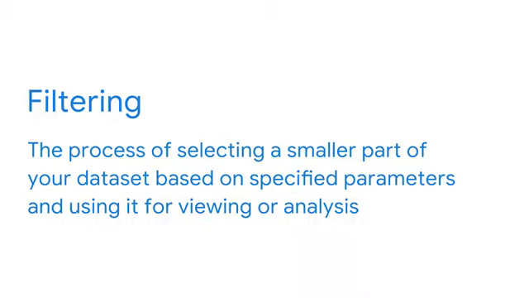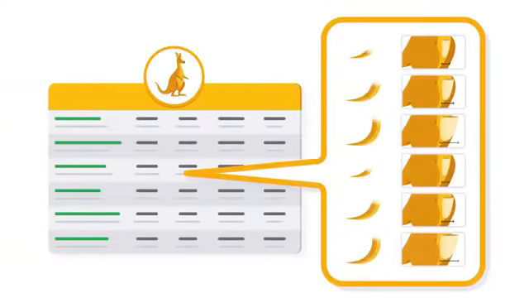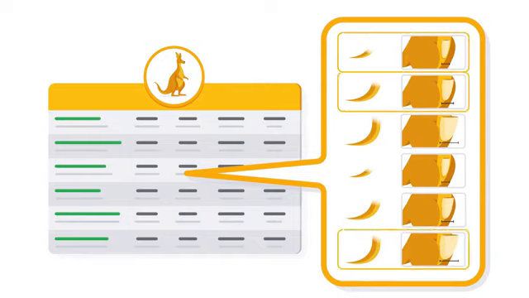Another structuring method is filtering. Filtering is the process of selecting a smaller part of your data set based on specified parameters and using it for viewing or analysis. You can think of filtering as selecting rows of a data set. In the case of our kangaroo data set, filtering can look like viewing only the kangaroo pouches of kangaroos that also have tails shorter than 1 meter. This is useful in finding meaningful groups or trends in the data.